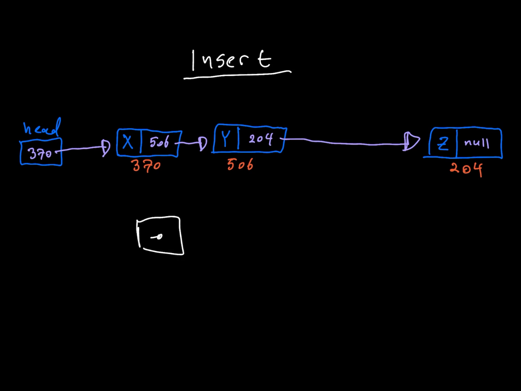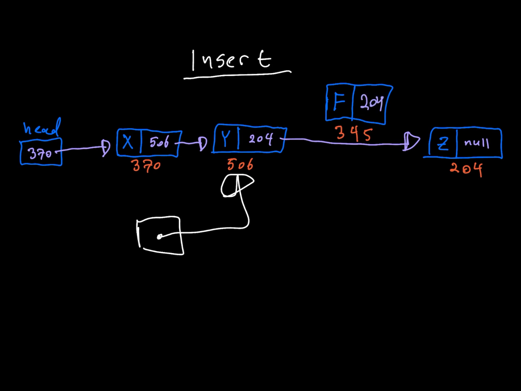It goes to head, then it goes to X, then it finally hits Y. Once we're there, we create our node. Let's say it's going to be F, and it's going to have address 345, right? We are going to look at the next address of Y, where we're currently pointing to. We see that it has address 204, right?